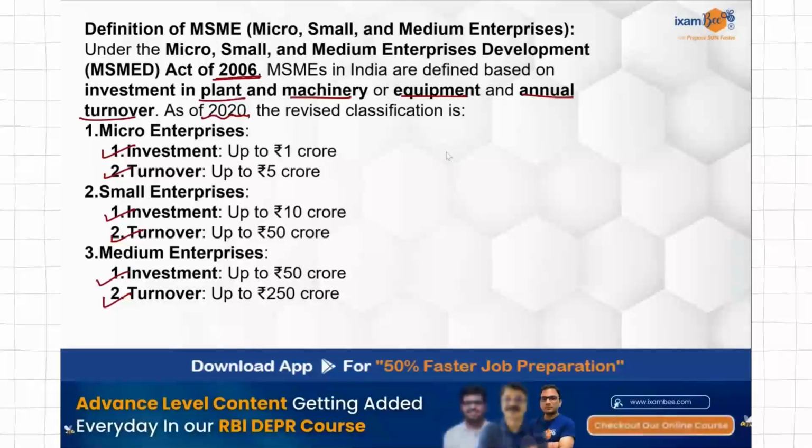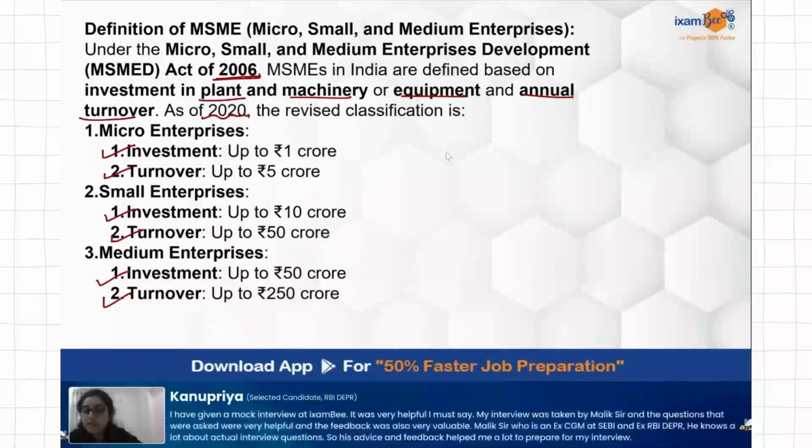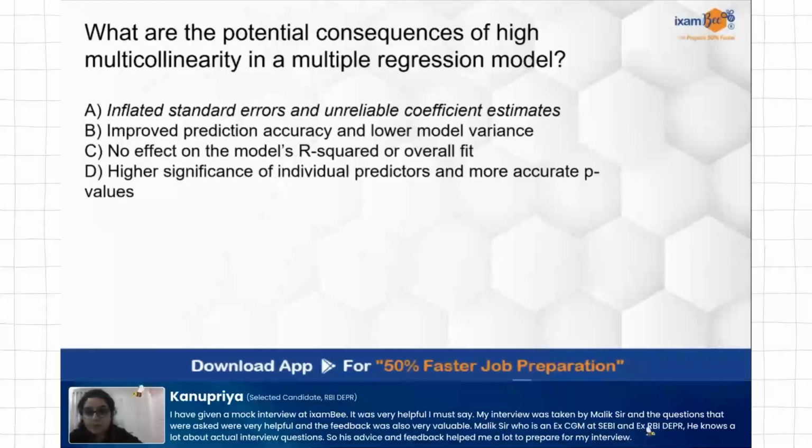Now, since we all know that these are memory based questions, right now we do not have the complete question, but what the student has shared with us is that they have asked the definition of MSME. So in that case, this is the complete definition. If you can see any option matching the definition, that option is the correct option.